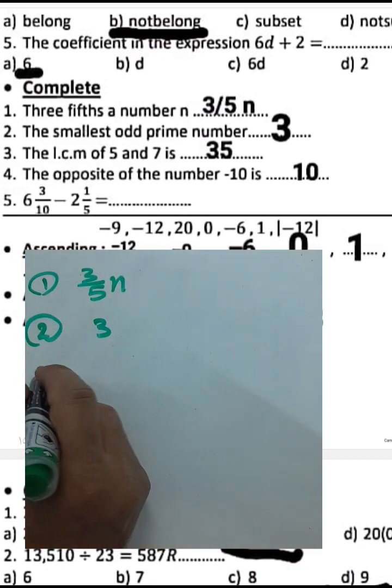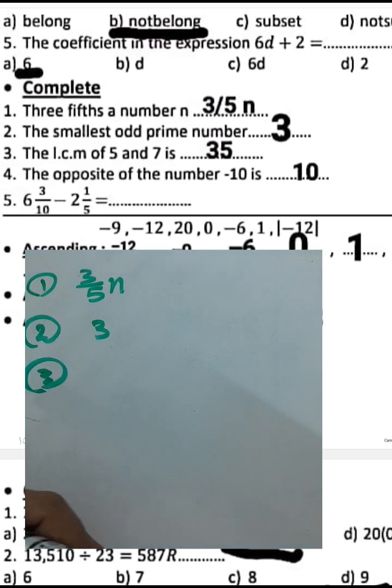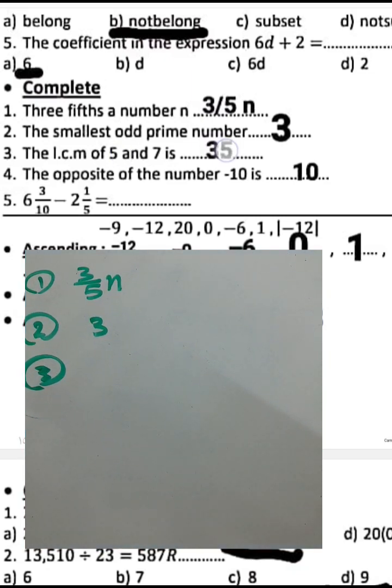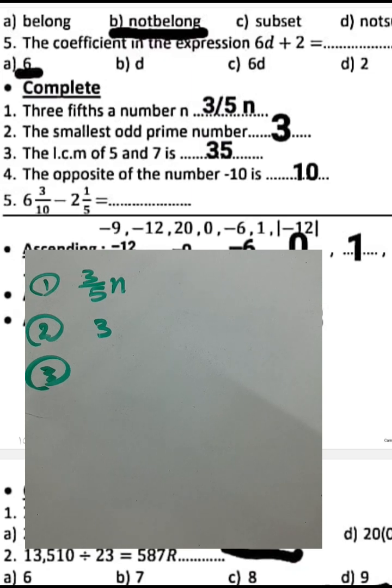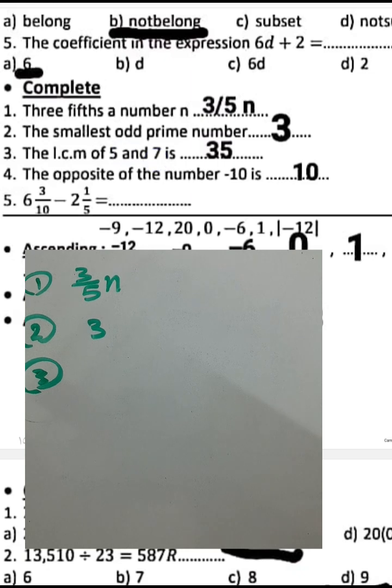Question number 3. The least common multiple between 5 and 7 will be 35, because 5 and 7 are what? Prime numbers. We need two prime numbers. The least common multiple between them will be their product. But the greatest common factor between two prime numbers will be 1. So in this example, if you want to find the least common multiple between 5 and 7, you must write 35, because 5 times 7 equals 35. Question number 4, the opposite of the number -10 will be 10.